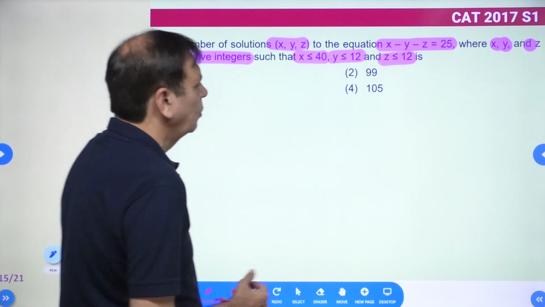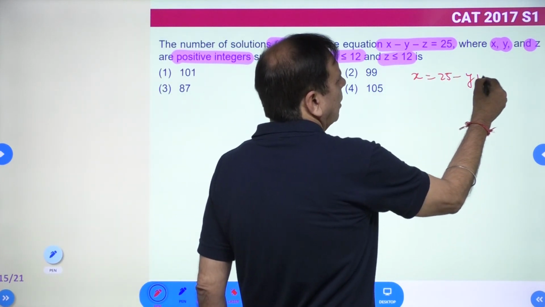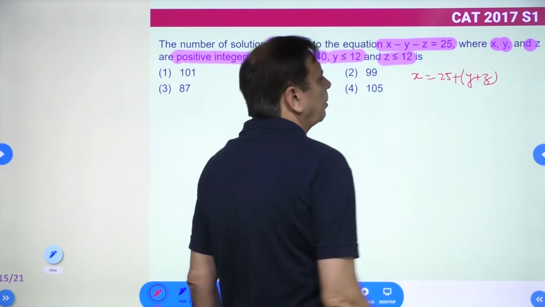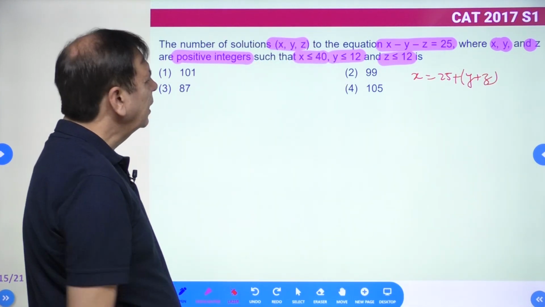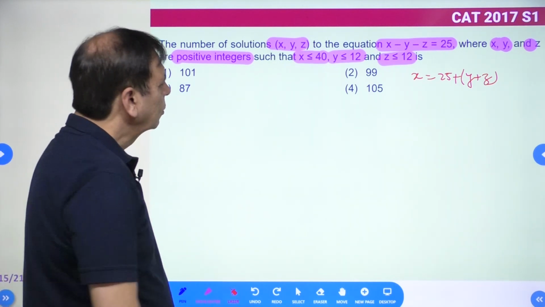Okay, so let's look at this. What does it say? x is equal to 25 plus y plus z. Okay, we will have to make cases, let's start writing. Because x can be anything from 40 downwards. So let's start making cases.